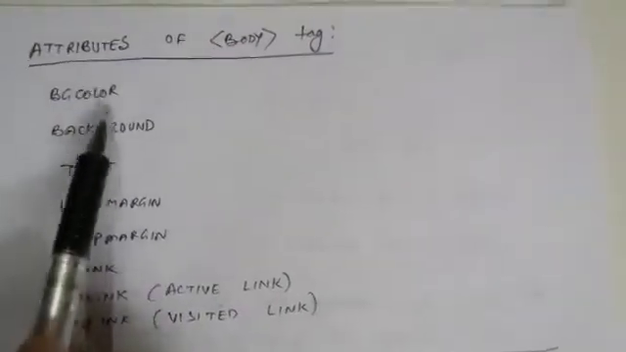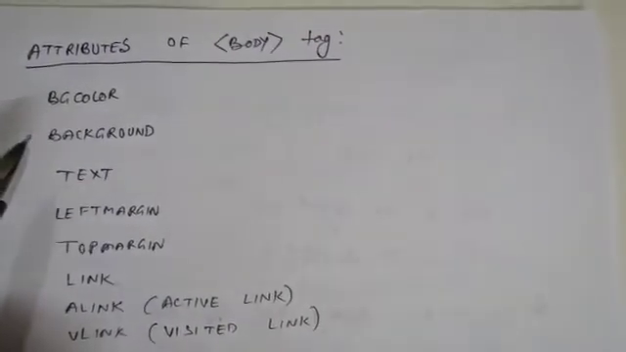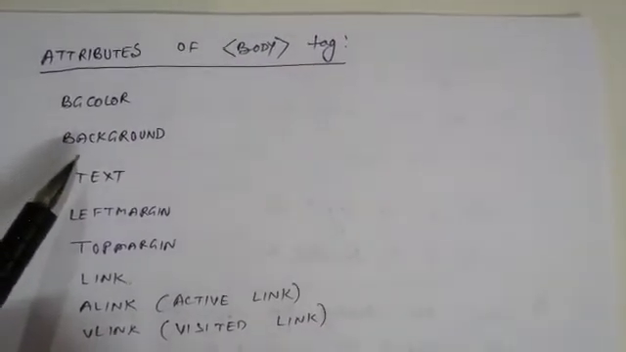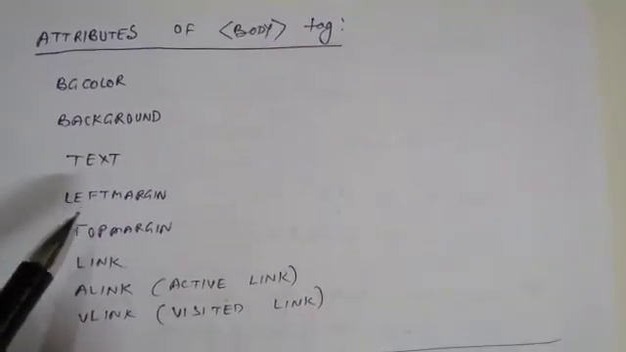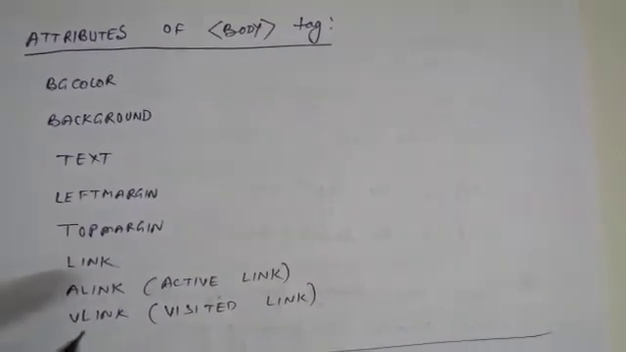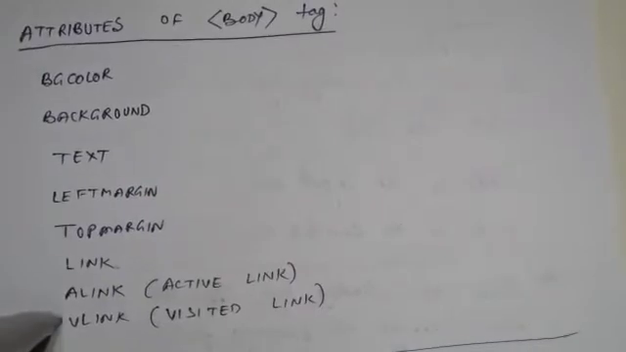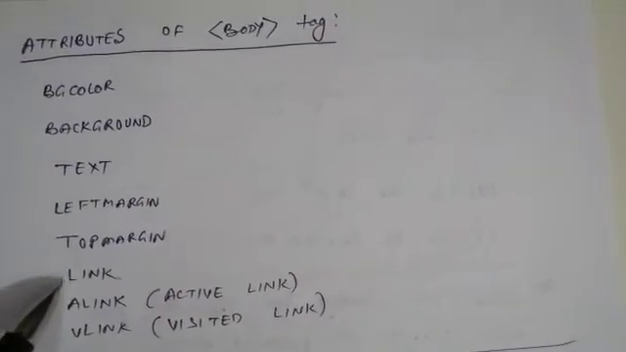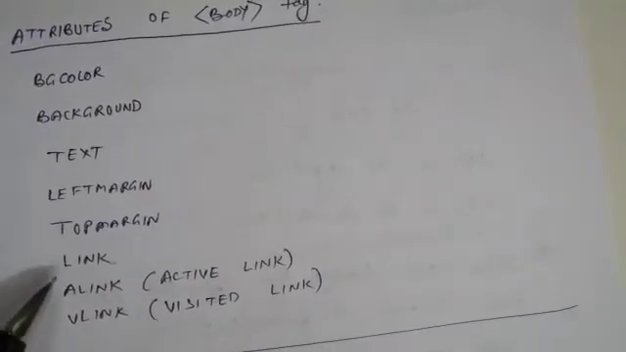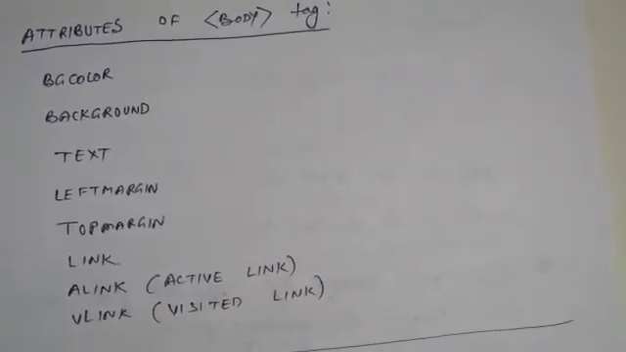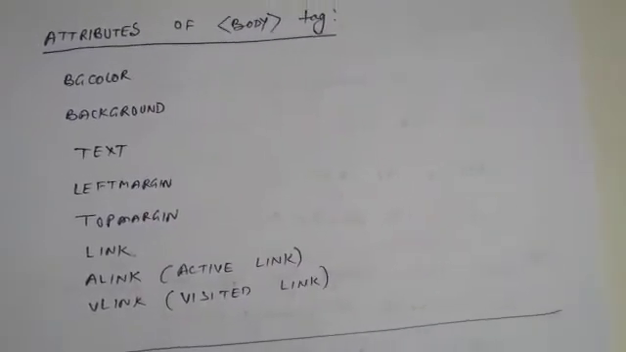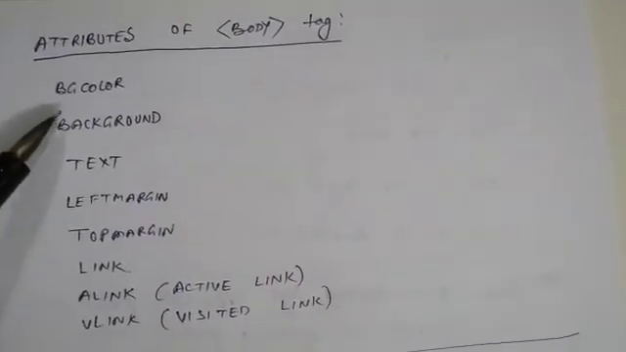Here in attributes of body tag, the first one is bgcolor, then background, text, leftmargin, topmargin, link, alink, vlink. We have to be very careful about these three: link, alink and vlink. Most students get confused with these three attributes which we use with body tag. Now start with the first one, bgcolor.